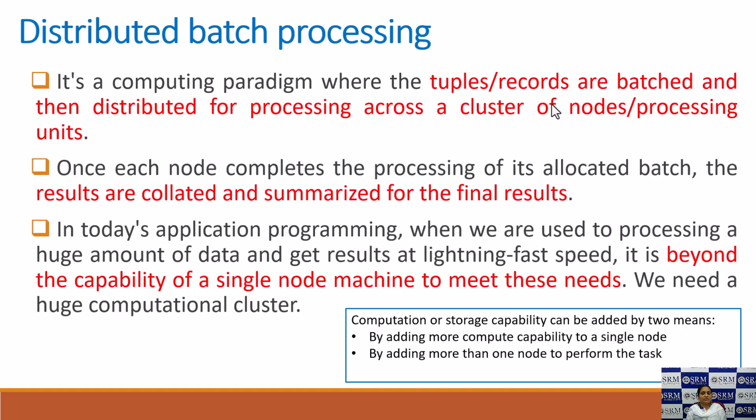So the tuples of records are batched and then distributed for processing across a cluster of nodes and processing units. Once a node completes the processing of its allocated batch, the results are collated and summarized for the final results. In today's applications, we process a huge amount of data and get results at very fast speed, and it is beyond the capability of a single node. Not possible. For that, we would have to have a very good machine. For example, we can improve the machine's computation by adding more compute capability to a single node, or we can add more nodes to perform the task. So let us see what this is.